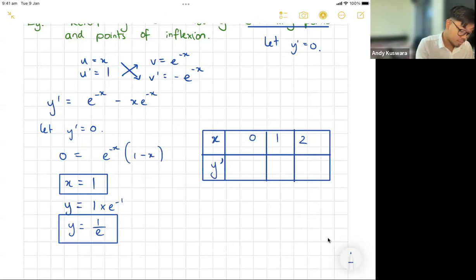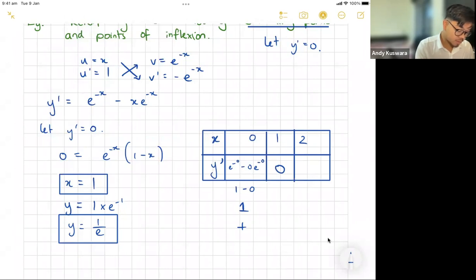If I have 0, it will be e to the negative 0 minus 0 e to the negative 0. So that's just going to be 1 take away 0. So that's just going to equal 1. So in other words, it's positive. If I substitute in 1, I know this is going to come out with 0.